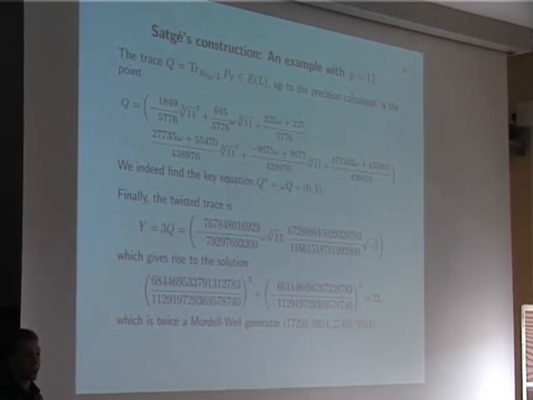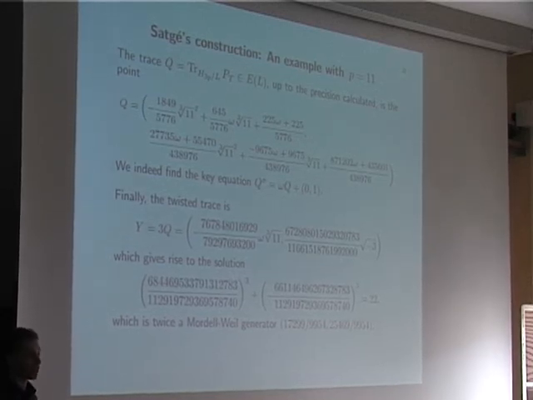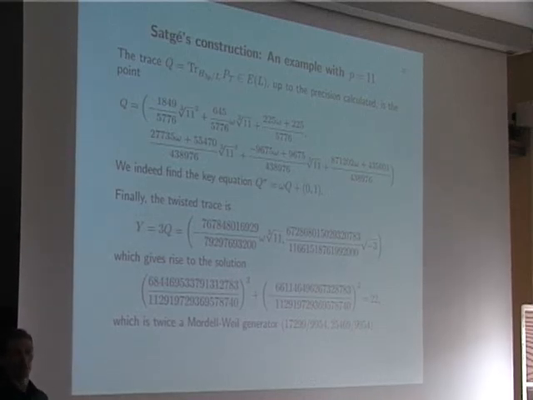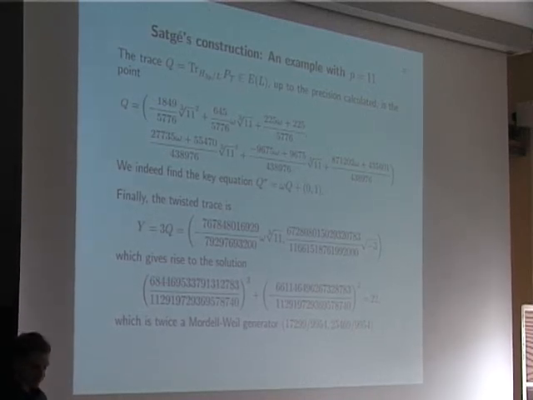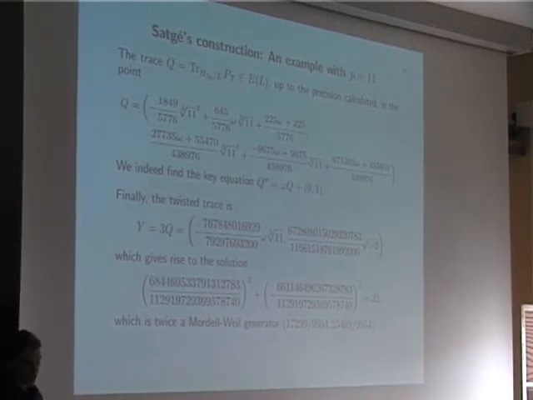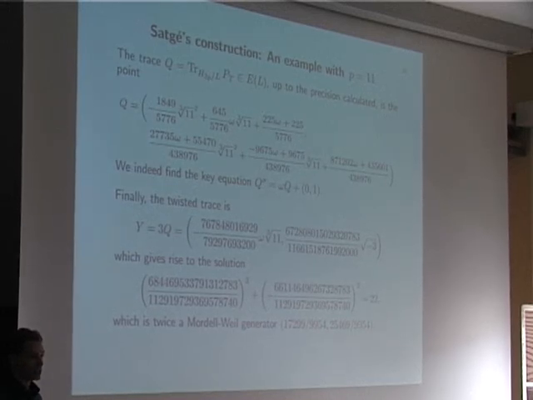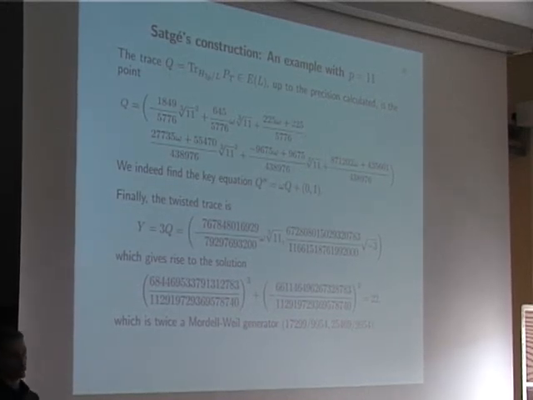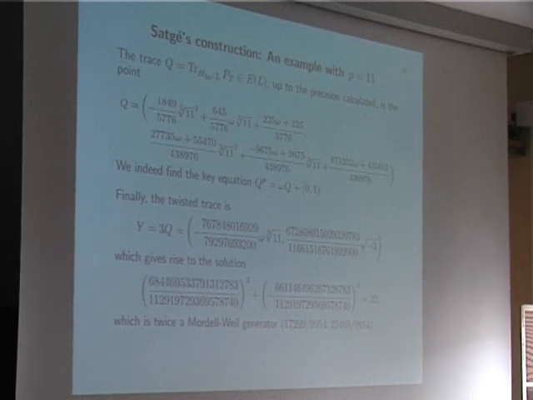All this work, and I've successfully constructed rational numbers x and y so that x cubed plus y cubed equals 2 times p, which is 22. OK, it turns out that this is twice a Mordell generator, so maybe a slicker approach would have given us a smaller coordinate, but maybe not. Maybe the 2 has some kind of significance, and we'll always get it there.